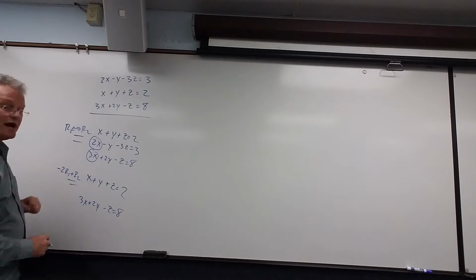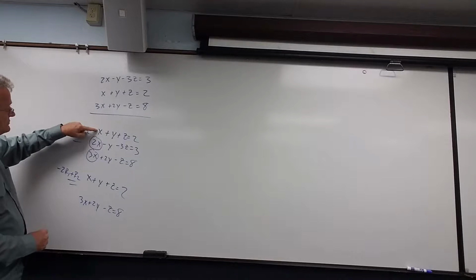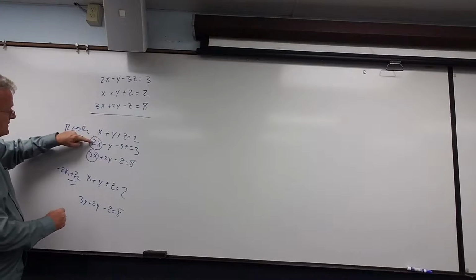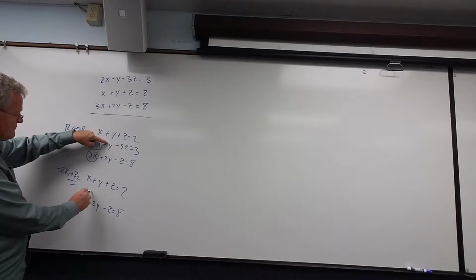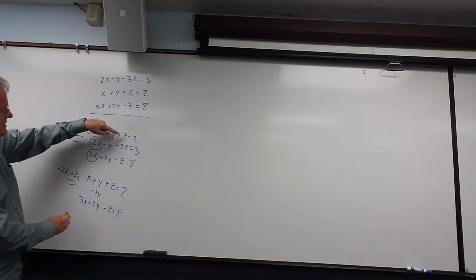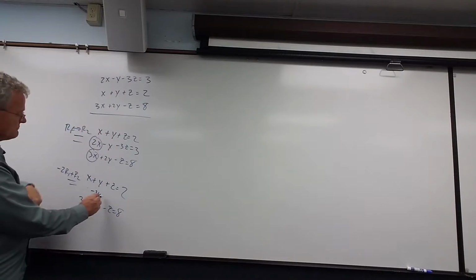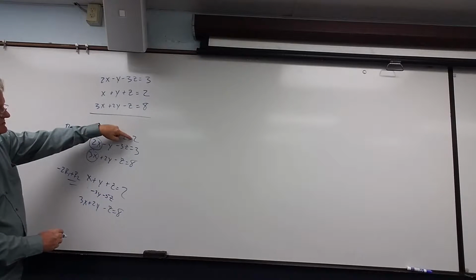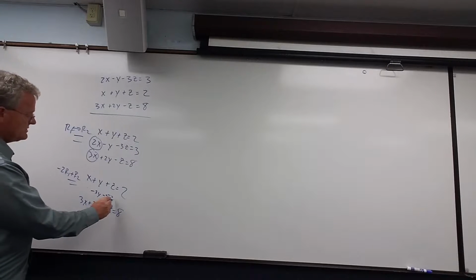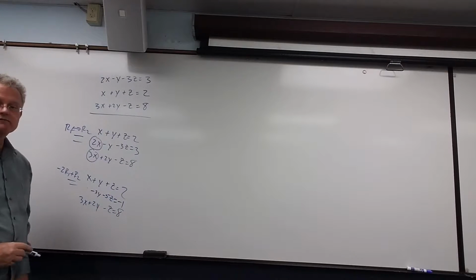Now let's do this operation. -2 times x is -2x, and 2x is 0. -2y and -y is -3y. -2 and -3 is -5z. -2 times 2 is -4, plus 3 is -1.